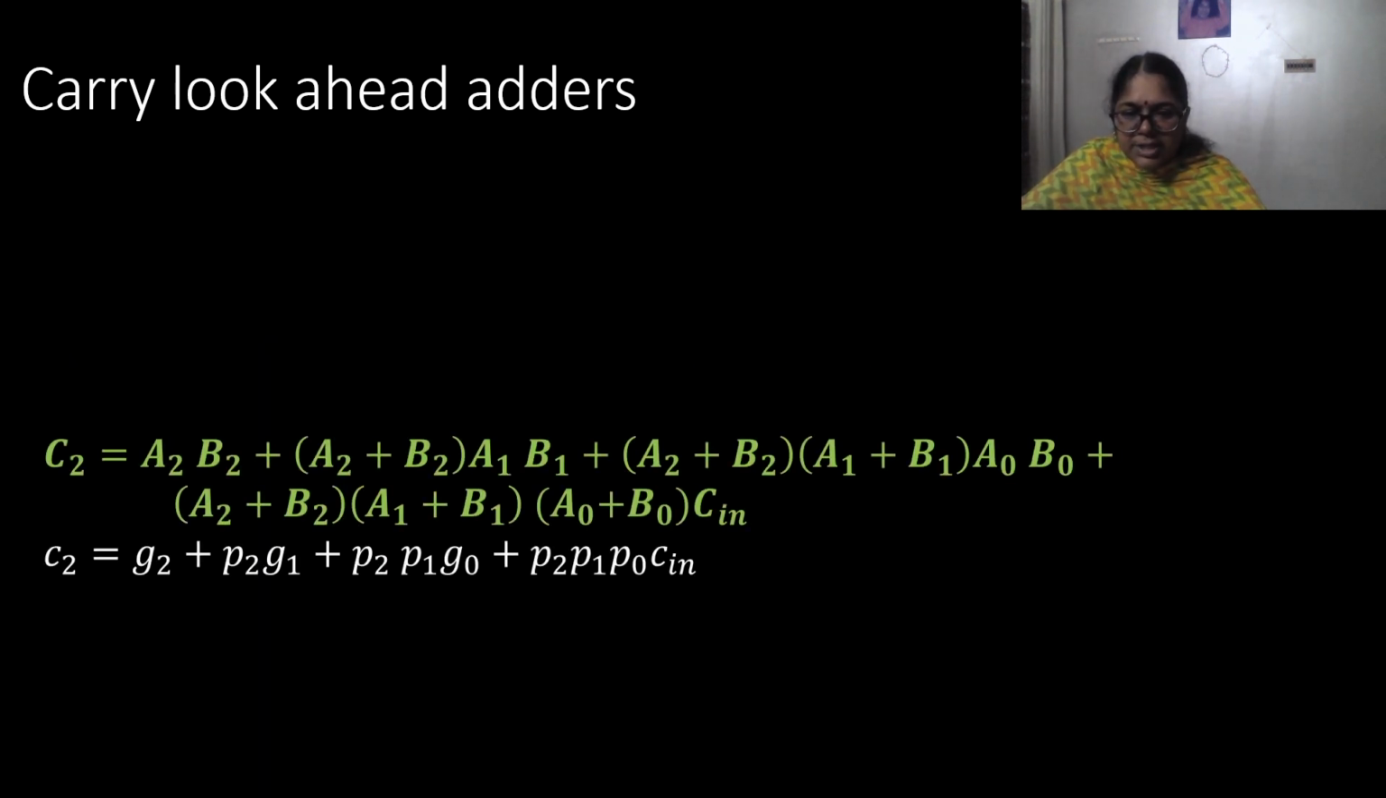Similarly, in the C2 expression, in place of A2 B2 we write G2, and A2 plus B2 is P2. So we get the expression of C2 as G2 plus P2 G1 plus P2 P1 G0 plus P2 P1 P0 Cin.